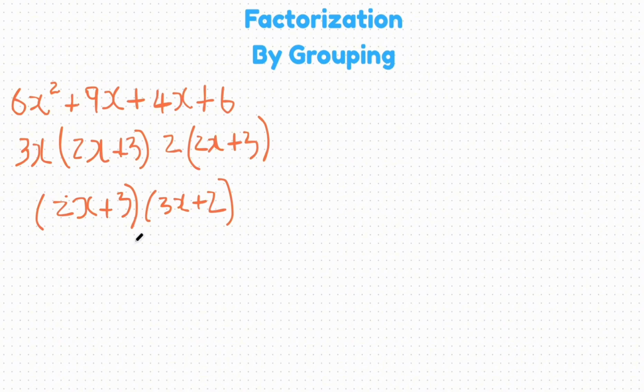If you wanted to know if the answer is correct, simply multiply these factors, and if we get back the original algebraic expression that we were asked to factorize, then we know that our answer is indeed correct. Let's move on to another one.